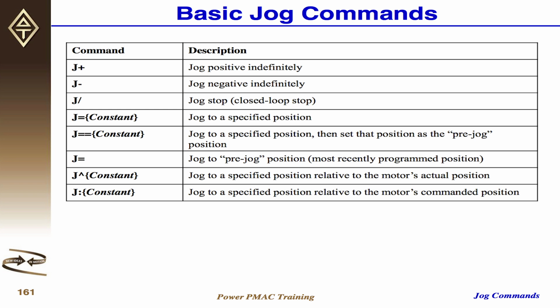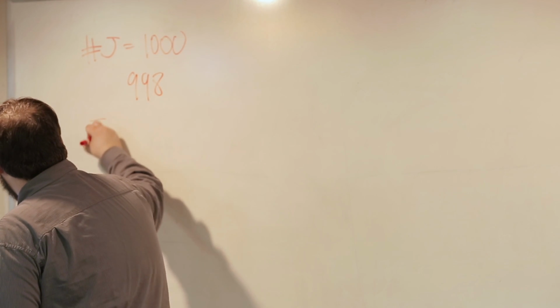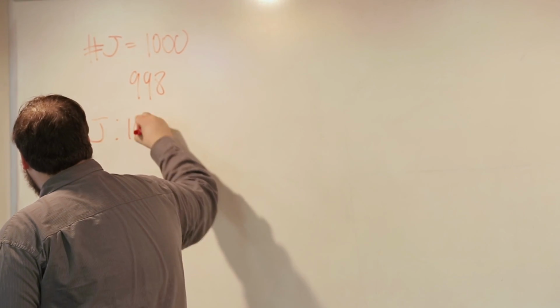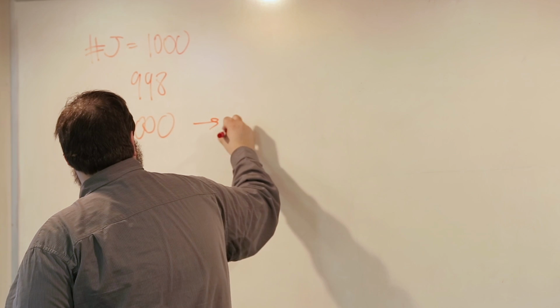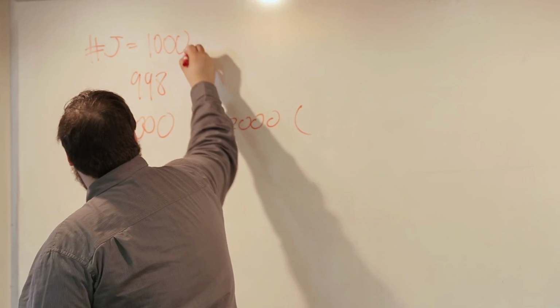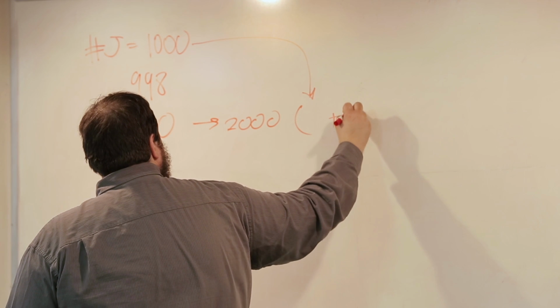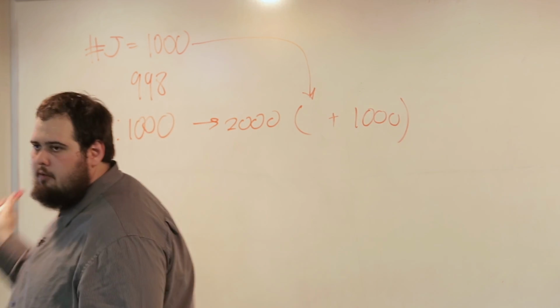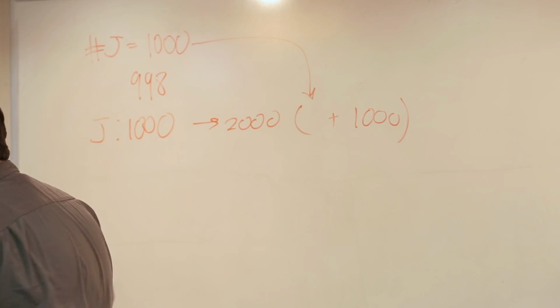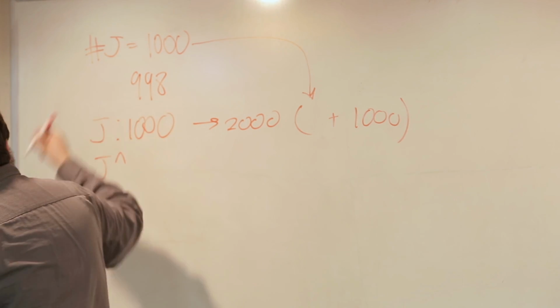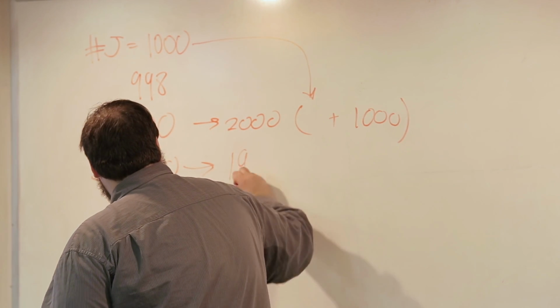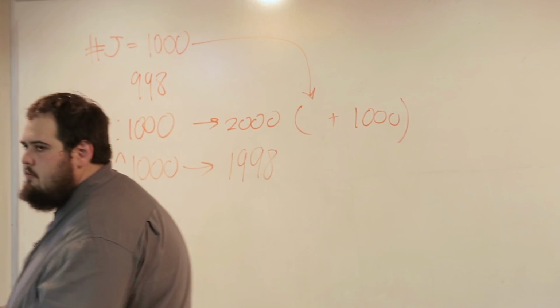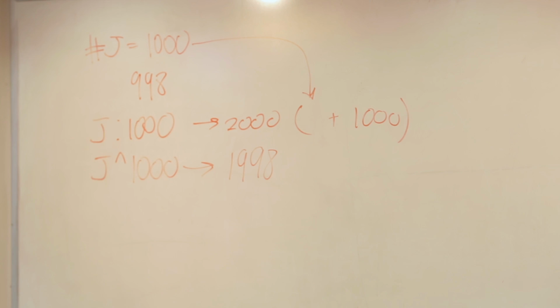998 counts. Now, from this point, if you issue J colon 1,000, it will command the motor to go to 2,000 counts, because that's 1,000 plus the 1,000 you're commanding here. If you instead were to issue J caret at that same value of 998, that one will command you to go to 1998, because it looks at the actual position at the time the command was issued, in this case 998, and then increments that by the command of 1,000.